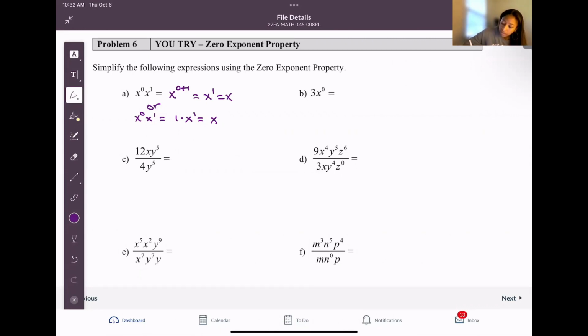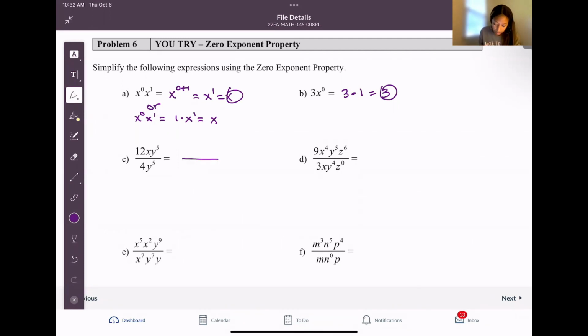For part B, we have 3 times x to the 0 power. So this would be 3 times 1, which is just 3. All right, for parts C, D, E, and F, we have different terms, and we're going to have to match up our like terms.